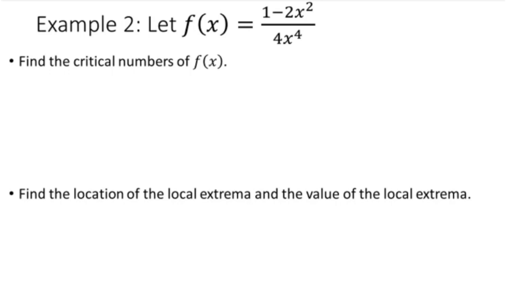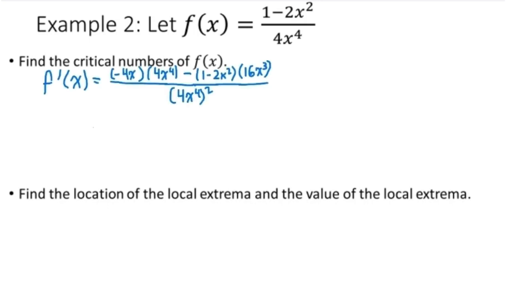Next, we're going to find the critical numbers of f of x, which equals 1 minus 2x squared over 4x to the fourth. To start, we do need to find our derivative f prime of x. To find our derivative, we do have to use quotient rule, and after applying quotient rule, we get -4x times 4x to the fourth minus 1 minus 2x squared times 16x cubed.